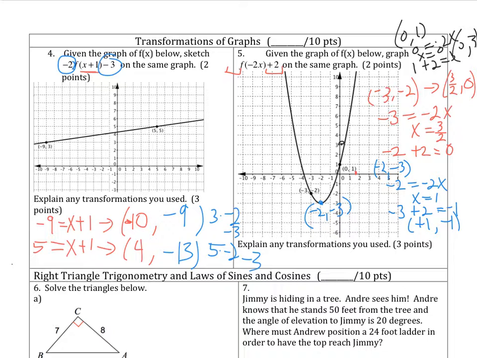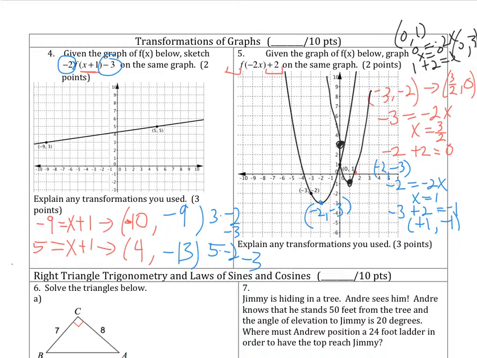Let's plot those points. So 0, 3. My vertex is at 1, negative 1. And I've got a third point at 3 over 2, comma 0, which is there. So if I connect those, it's going to look something like this. A skinnier parabola that has shifted and looks like it's flipped around some.